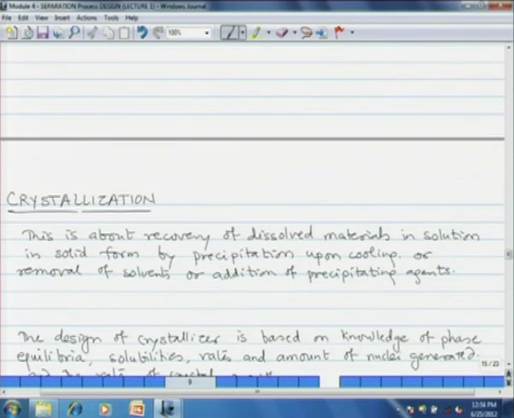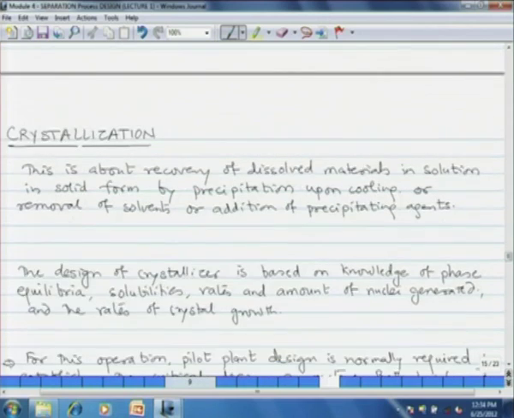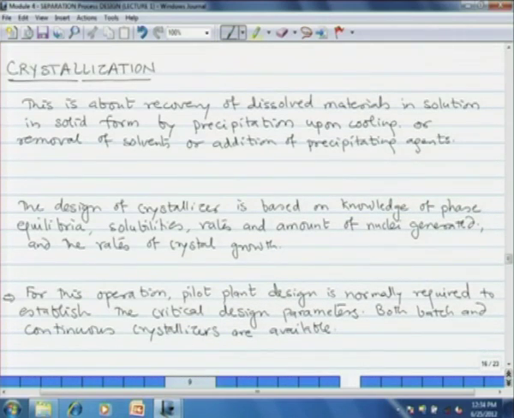Then comes the operation of crystallization. This is about recovering the dissolved material in the solution in solid form by precipitation upon cooling, or removal of solvent, or addition of precipitating agents. The most common method of achieving crystallization is that you dissolve the solids in a suitable solvent at high temperature, because solubility usually increases with temperature, and then cool that solution, so that at lower temperatures the solution becomes supersaturated, and then the precipitation occurs.